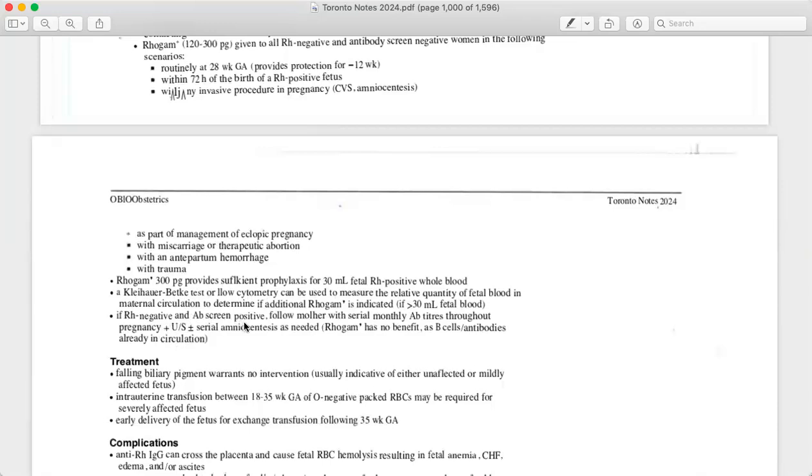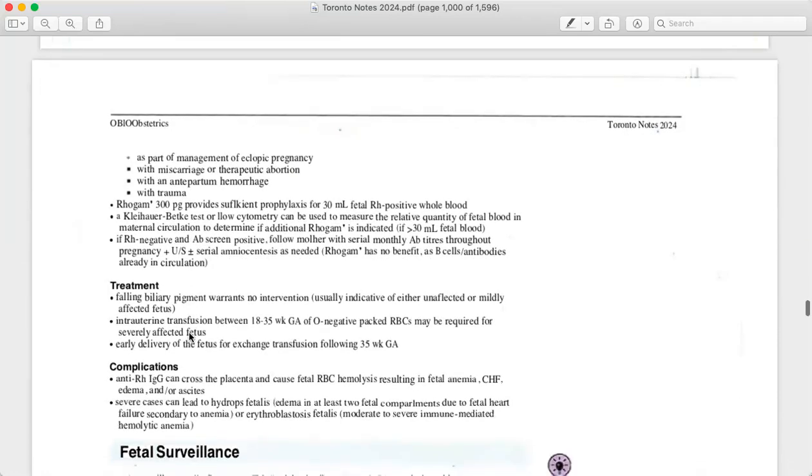If the mother is Rh negative and the antibody screen is positive, follow the mother with serial monthly antibody titers throughout the pregnancy. Ultrasound and serial amniocentesis may be needed. And after amniocentesis and CVS, you need to give the Rogam.